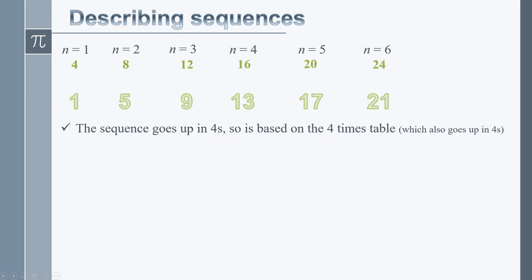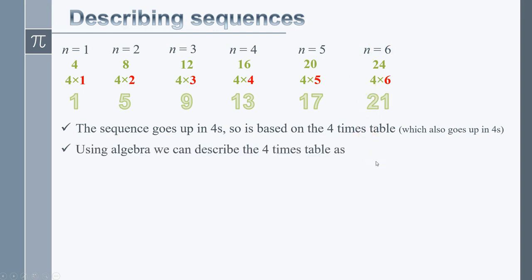There it is. And we can see that from the 4 times table, this number here, 4, is 1 times 4, or 4 times 1. This is 4 times 2, 4 times 3, 4 times 4, 4 times 5, 4 times 6. So what we can say is the number here on the 4 times table is 4 times where the term is in the sequence, or 4 times the value that we're using for n. So algebraically, we can describe the 4 times table as 4 times n, or 4n.